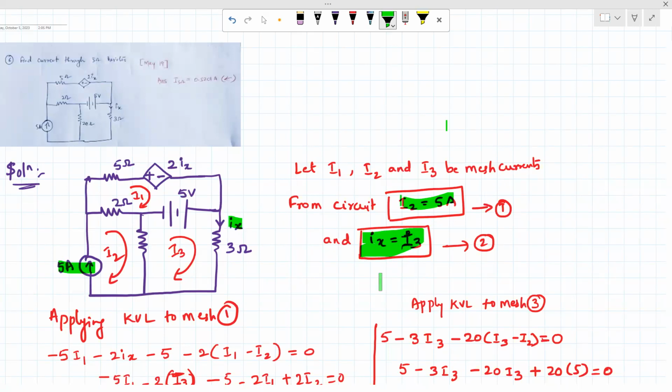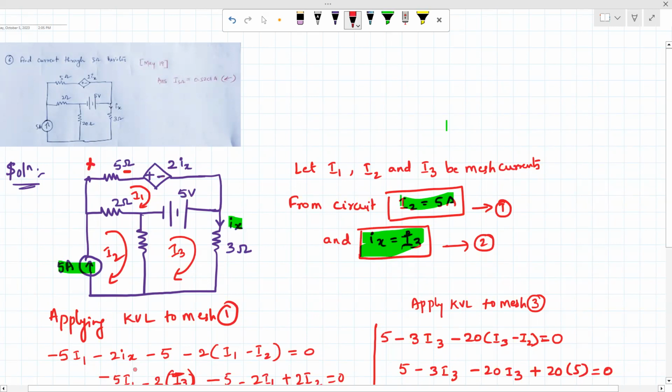Now we will apply KVL to mesh 1. Current is flowing in the clockwise direction, so this point will become plus and this point will become minus. So this is plus with respect to the direction of current, this is minus. So it is minus 5I1, and this is going from plus to minus, so it is a decrease in the potential.